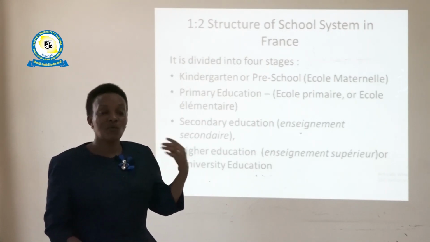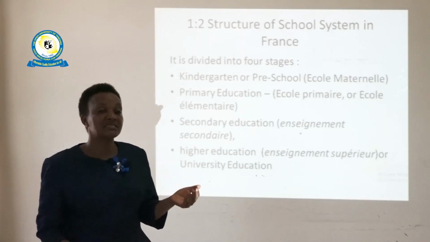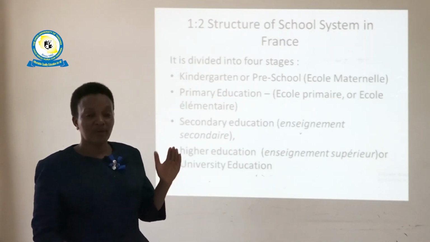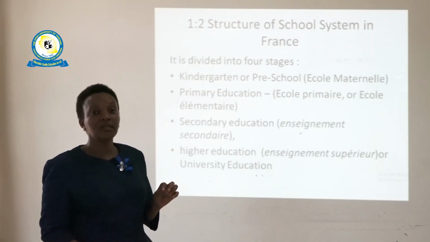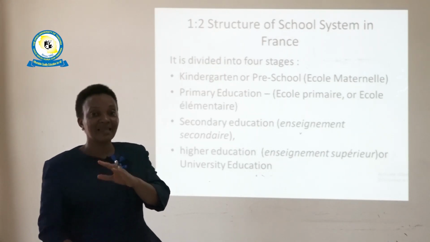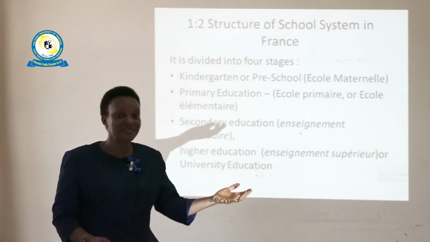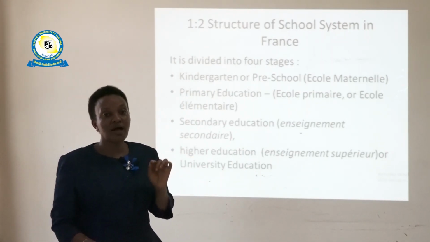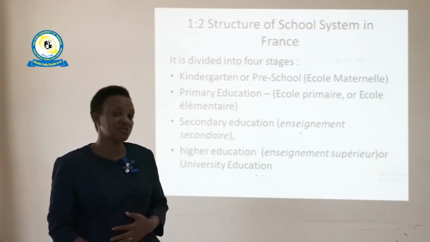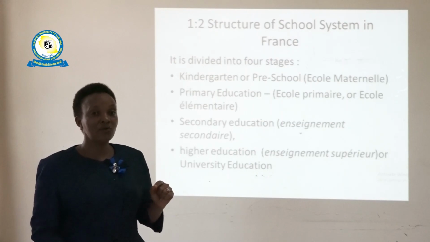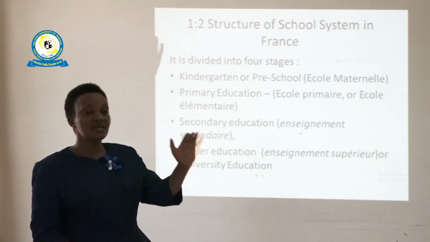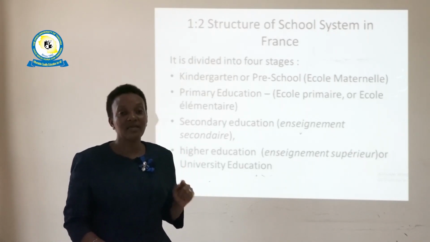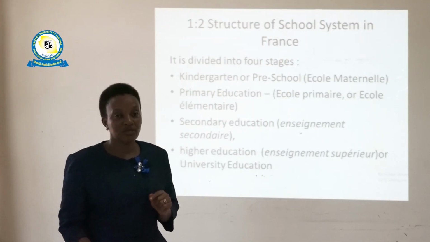Now, what then is the structure of the school system in France? The school system in France is divided into four stages. There is kindergarten or preschool, that is école maternelle, in French. I'm sorry for wrong pronunciations. Then primary education, secondary education, and also higher education or university education. So anyone educated in France has to pass through kindergarten, primary education, secondary education, and higher education.